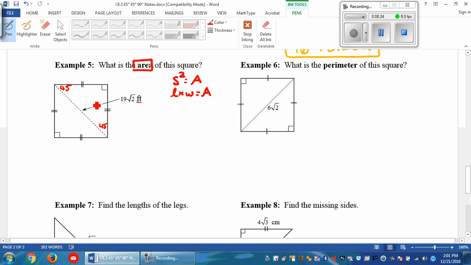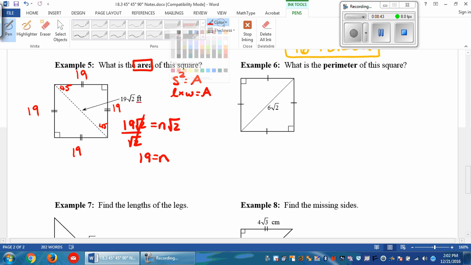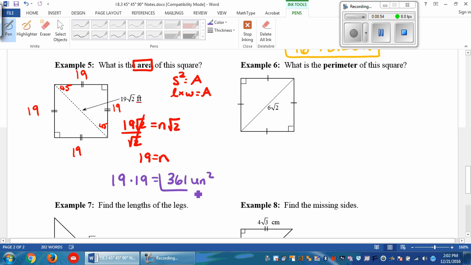meaning that if we're looking at the triangle, the 19 root 2 is equal to the n root 2 side. So we divide by root 2's, and 19 is each side length. So they asked for what is the area. So you take 19 times 19, giving you an answer of 361. We needed some units, and we're going to square it because area is squared.